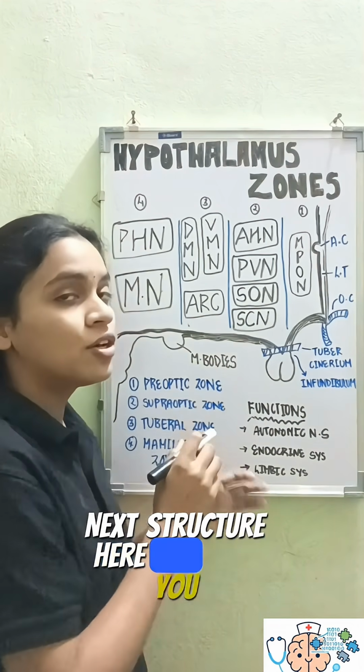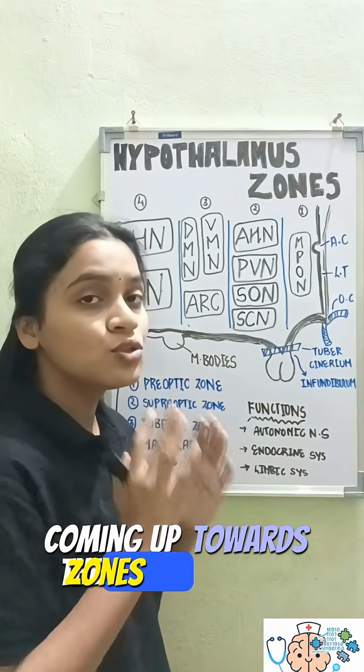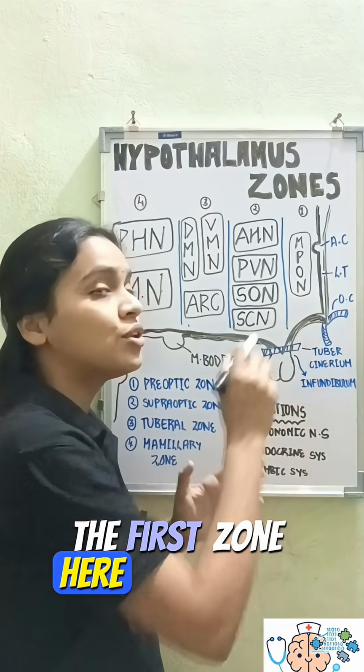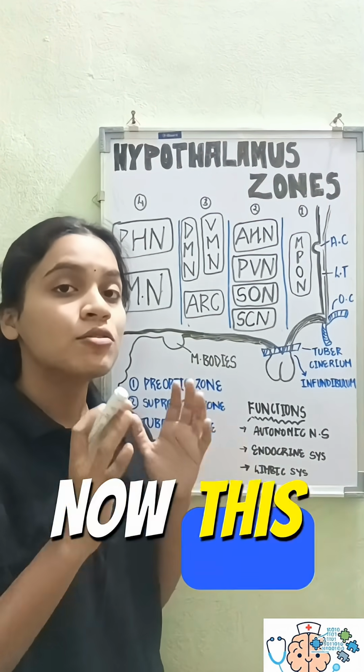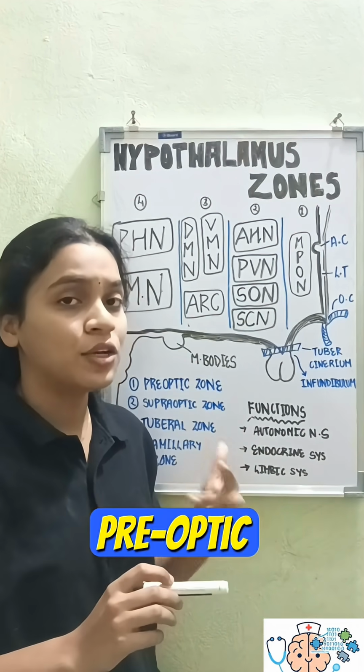And the next structure surrounding your hypothalamus is your mammillary body. Coming towards the zones of your hypothalamus, the first zone you have is your preoptic zone. Now this preoptic zone has one particular nucleus, which is called the medial preoptic nucleus.